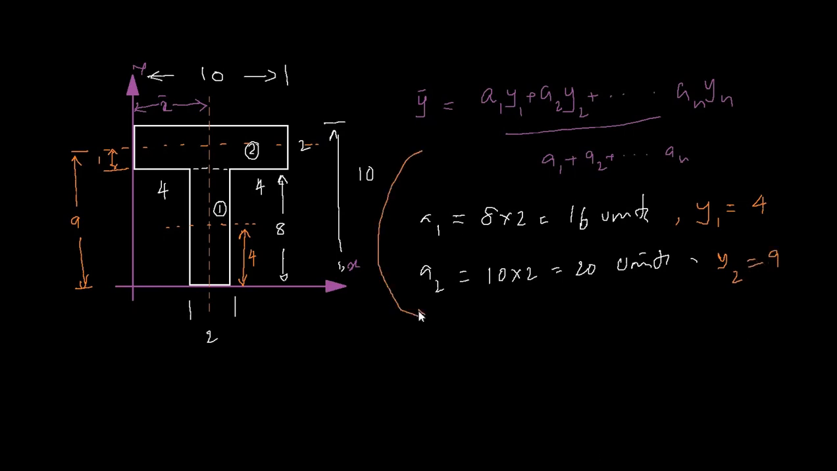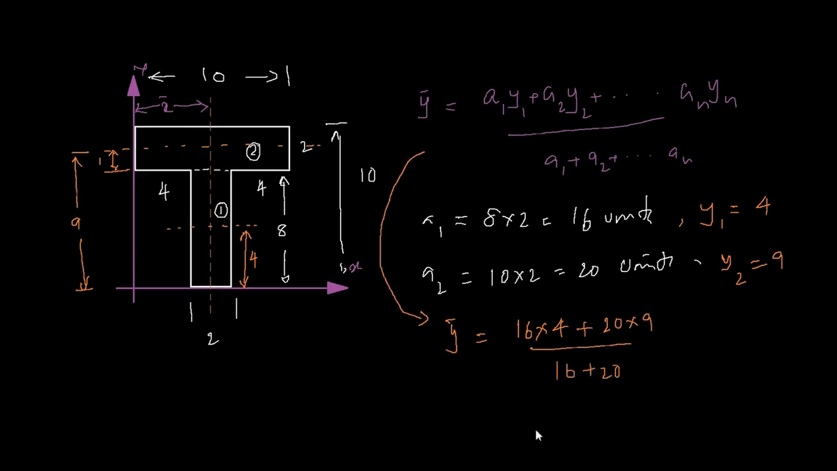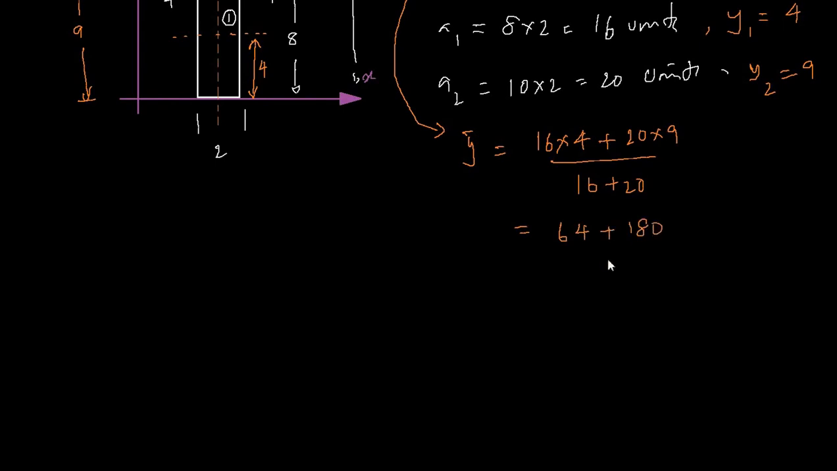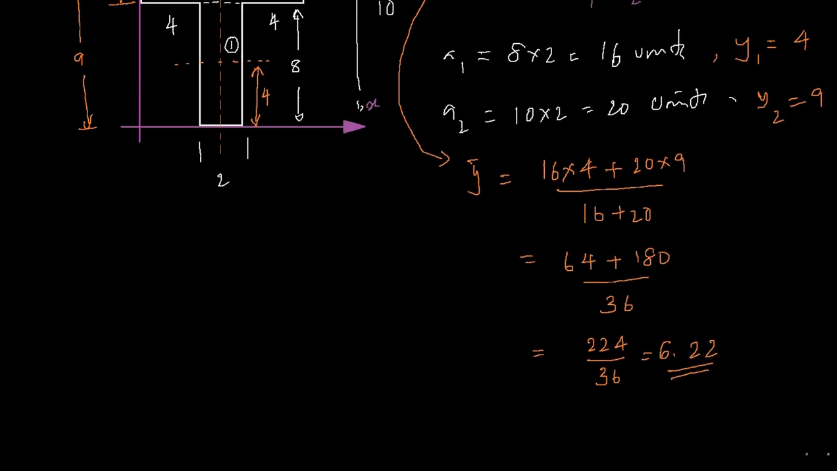Now you can use this equation to calculate Y bar, the y coordinate of your center of gravity. That is 16 times 4 plus A2 Y2, which is 20 times 9, over A1 plus A2, which is 16 plus 20. That is 64 plus 180 over 36, that is 224 over 36, and that, using my calculator, is 6.22. That is the distance to the y coordinate of the center of gravity from the reference axis.